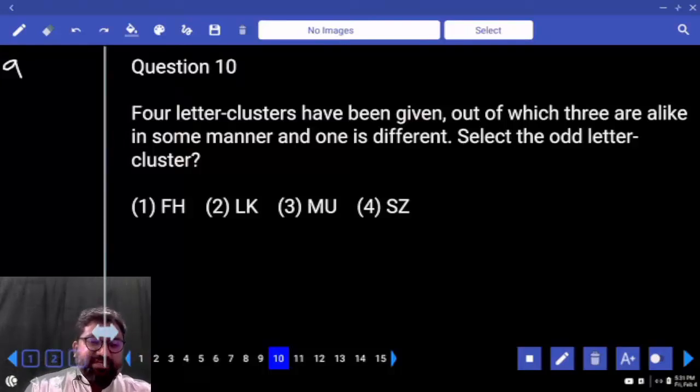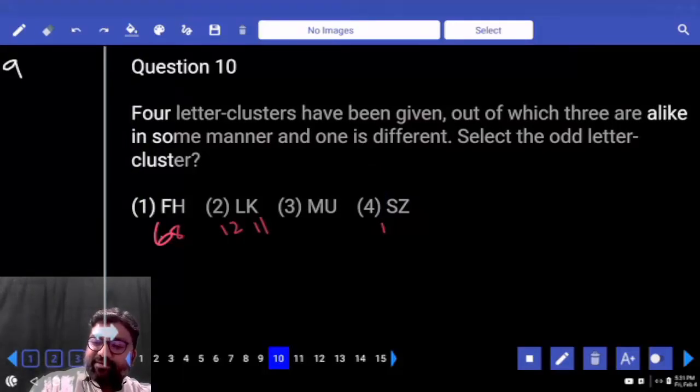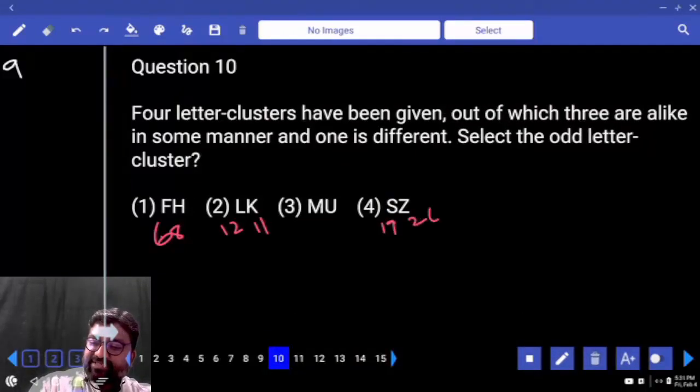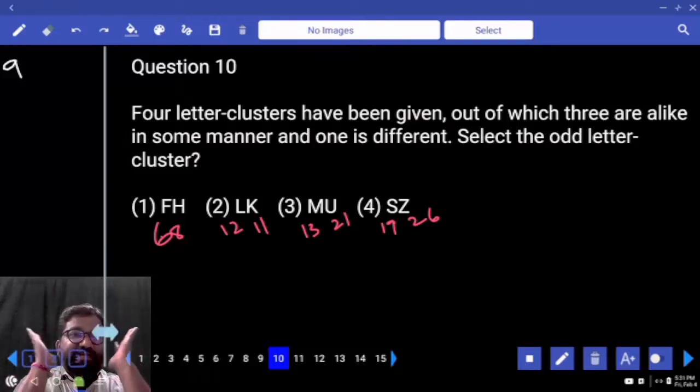Let's go with the place values here. What's the place value of F? 6, 8. Then 12, 11. What about this? 19. Wait a second. This is 1926 and this is 1321. What's happening here? The difference between them is not constant. So if I go with the difference, no possibility that I'll get the answer.